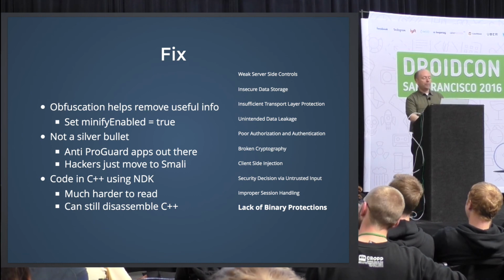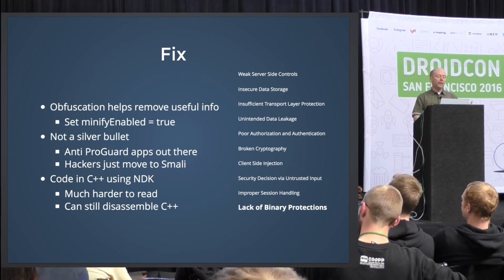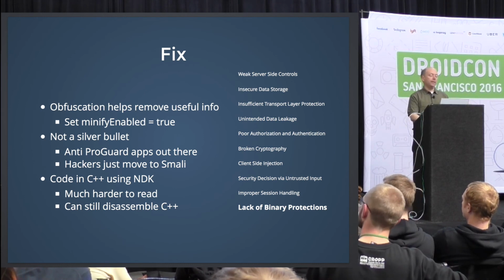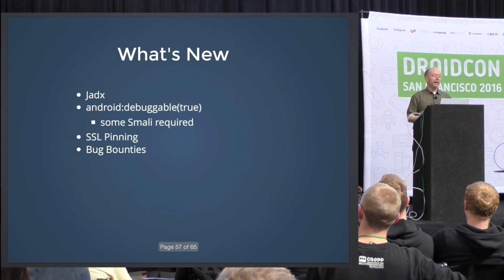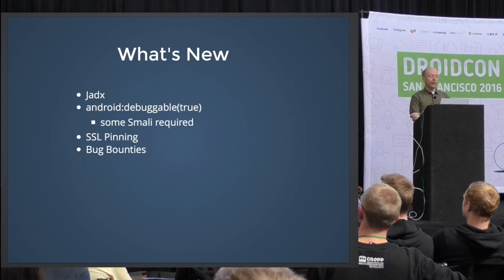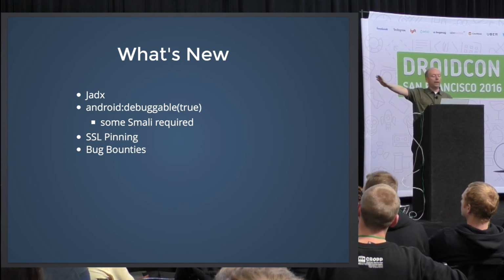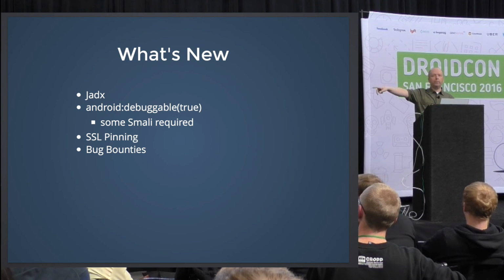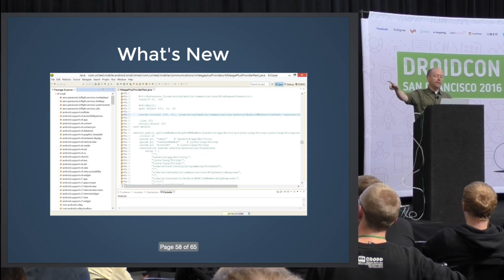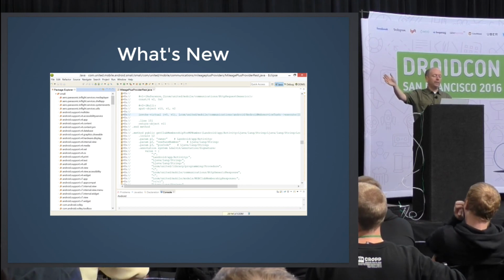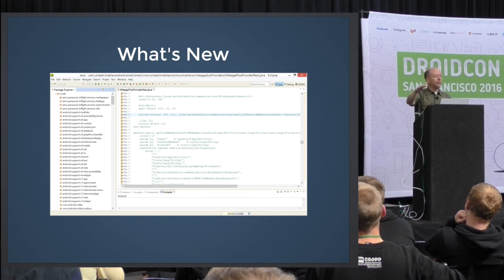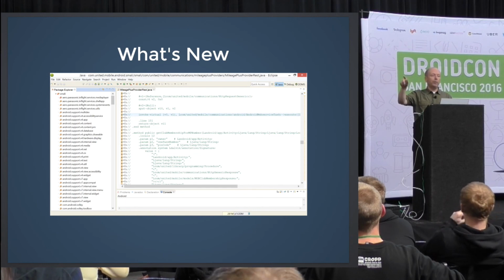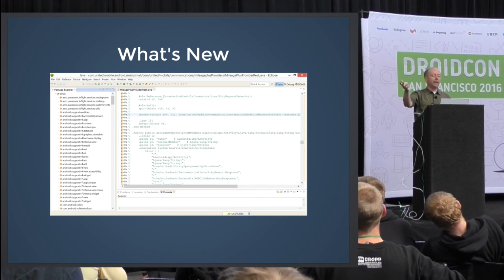Okay. So I'll try to rip through this as quick as we can. What's new? JADX, Android debuggable is always equal to true. We talked about SSL pinning and bug bounties. So I'm showing an example here of the United app where we made it debuggable. There's a really good URL at the back which shows you how you can make any APK debuggable. Essentially what you have to do is you just have to add an extra line into the Smali code. So you use APK tool to unzip it. You add the extra line, you zip it back up again, and now it's debuggable.